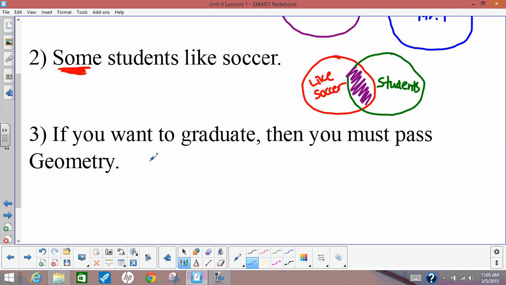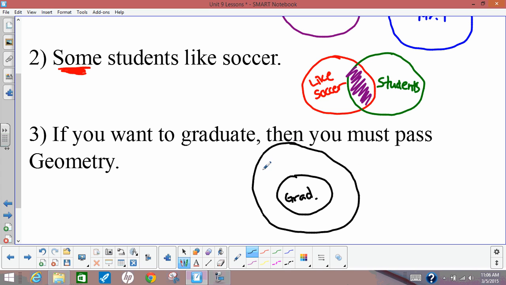Here we have an if-then statement. The conditional statements, if-then, will be represented like we did on the previous slide, where we have one circle in a bigger circle. If you want to graduate, then you must pass geometry, something that we all have to do. So if you want to graduate, we'll shorten that, and you must pass geometry.